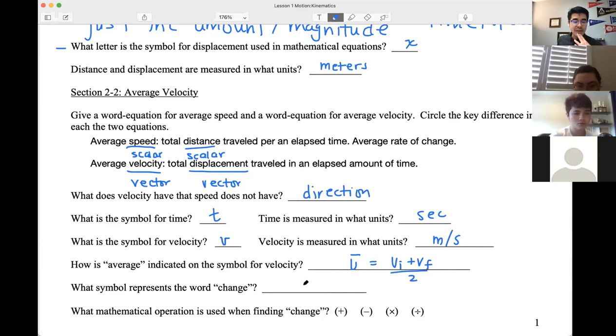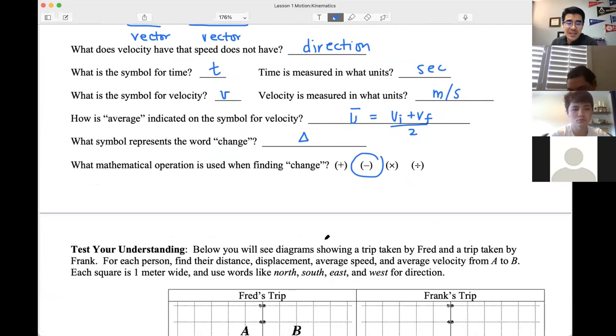The Greek letter delta. That's a capital D in Greek, and it represents the change. And then what mathematical operation do we use when we're finding change? Is it the subtraction sign? Subtraction sign for difference. Yes, we subtract to find the change. So the final minus the original. Also, please keep track that you're putting the result first and the beginning second.